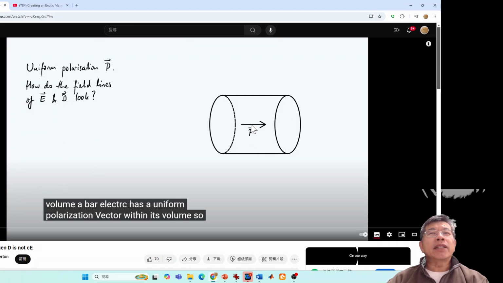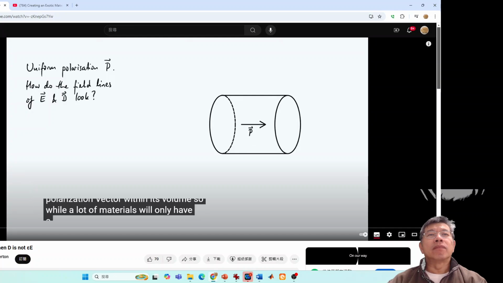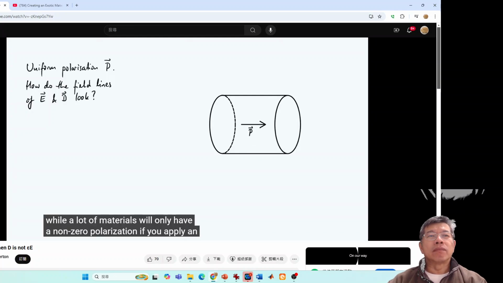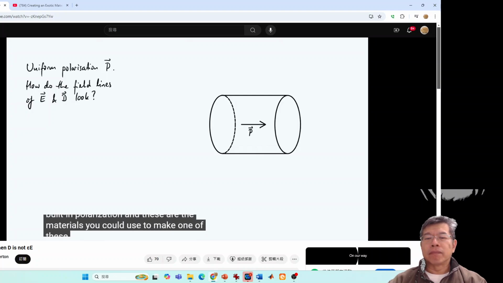This is very similar to a magnet, but instead of the magnetization vector, this one has polarization, or dipole moment, accumulated within the volume and pointing in one single direction. While a lot of materials will only have a non-zero polarization if you apply an external electric field to them, there are materials that have this sort of built-in polarization, and these are the materials you could use to make one of these electrets.